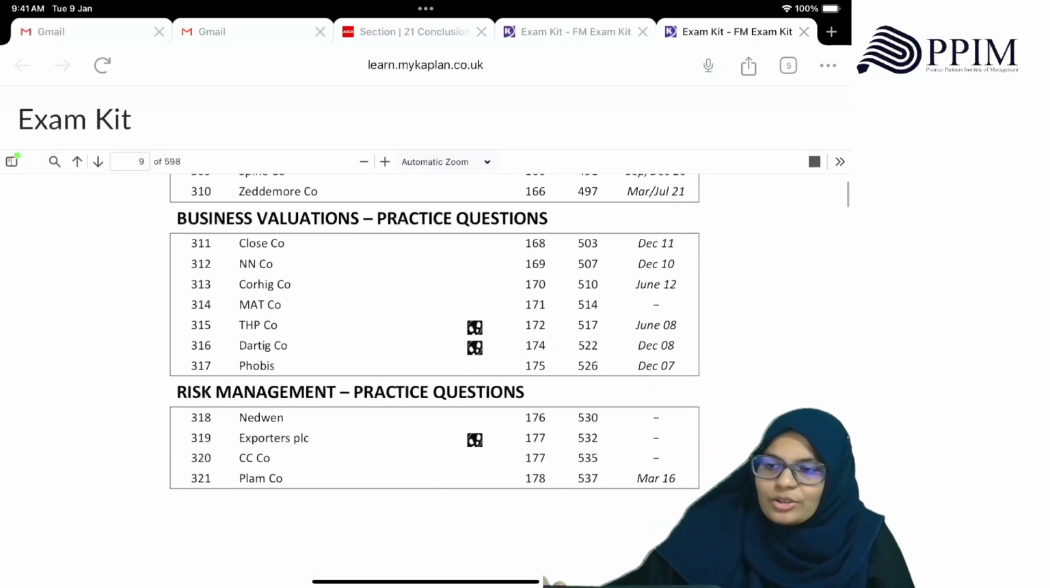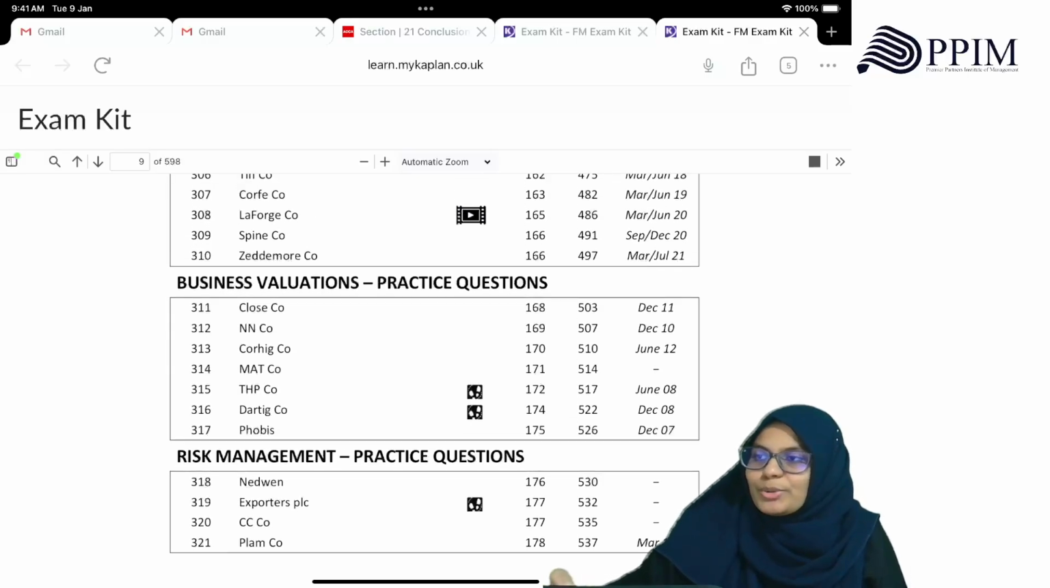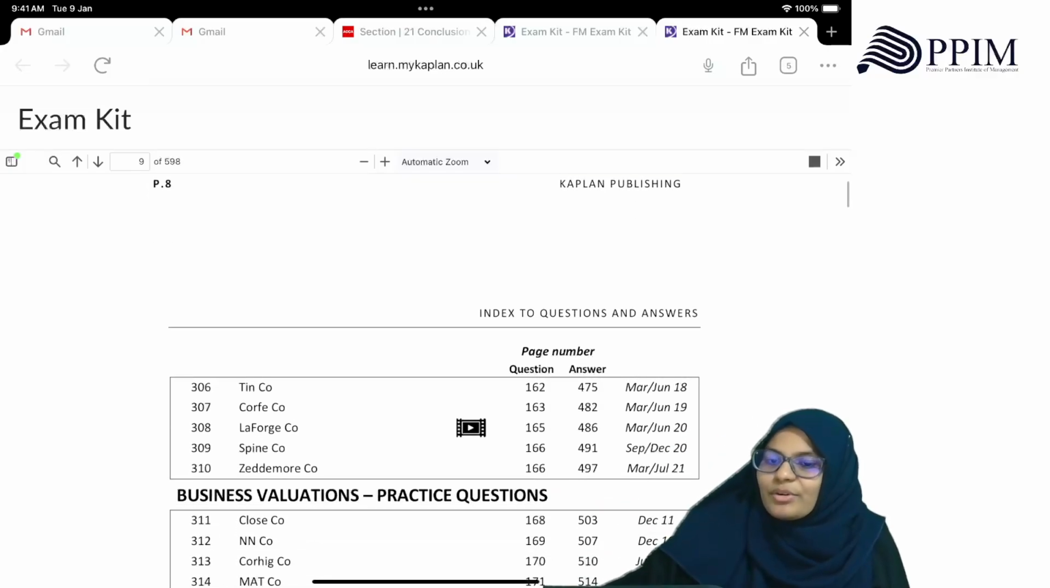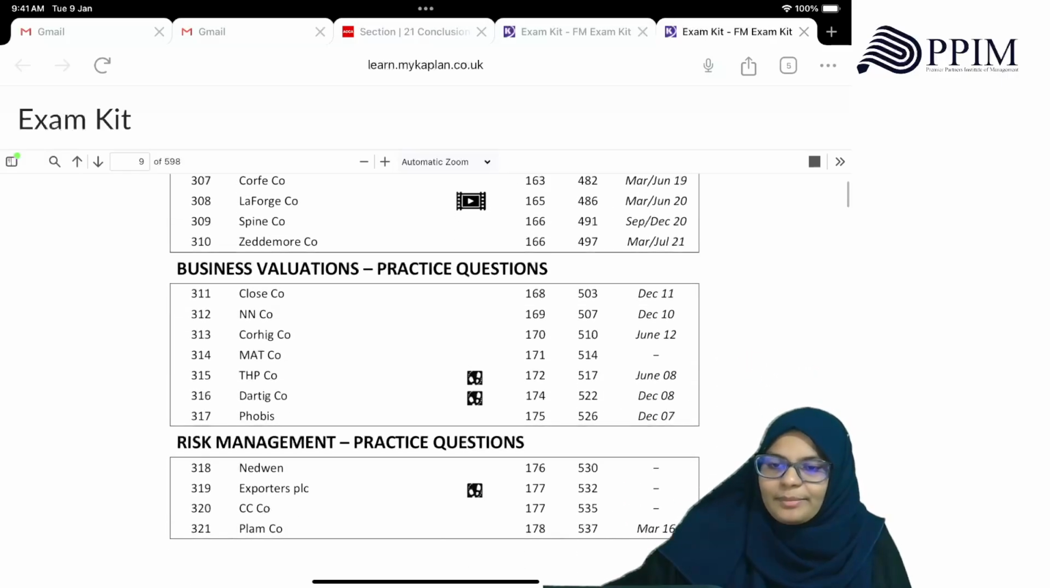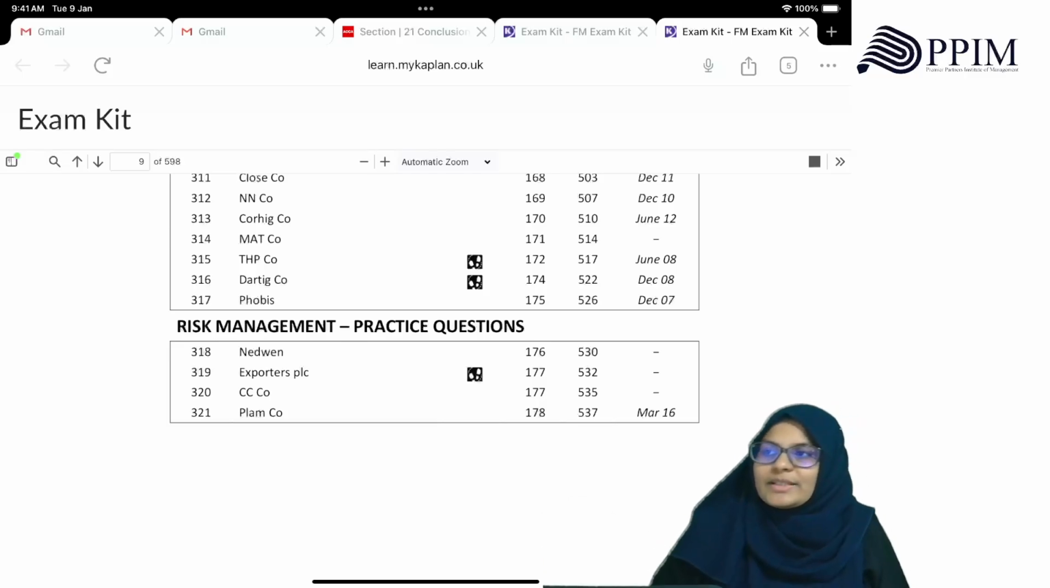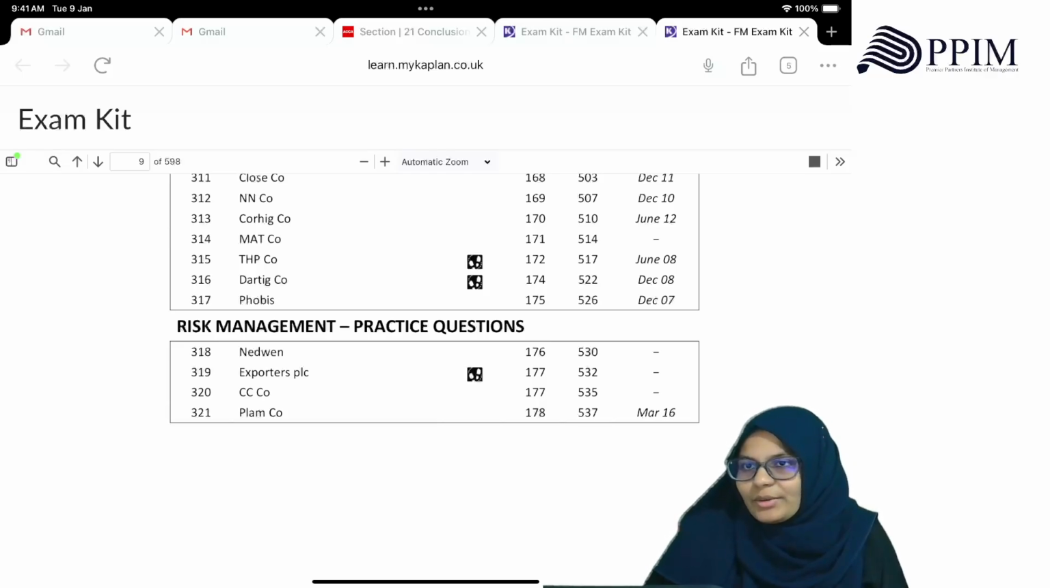Business valuations also, usually they will connect it with cost of capital. Okay, so for example, we did ZMO, we did COF. In both, sometimes we had to do a calculation of market value, no? So that's a little bit of business valuation. Okay. And risk management, the only proper past paper was PLAM, which we have already done. The others, again, will be like a revision. Because most of the time, risk management comes in section B. It doesn't come in section C. Okay, so that's the reason why you can see there are not many past paper questions for that particular area.